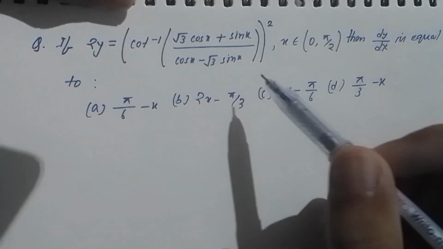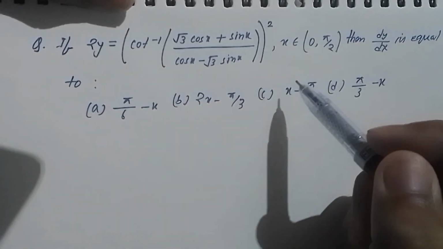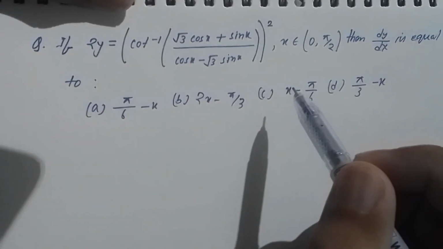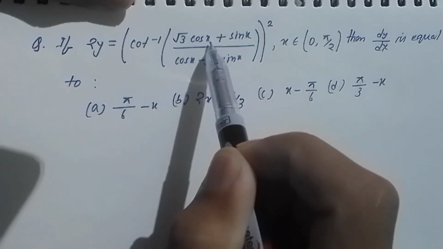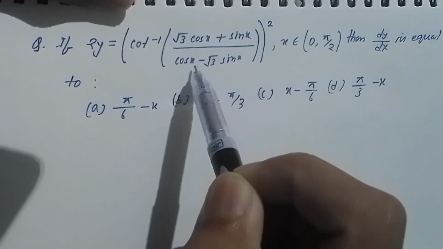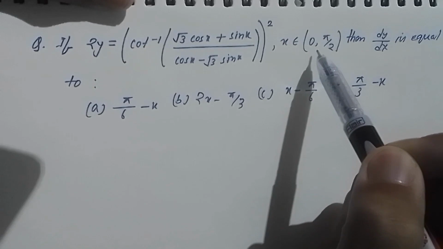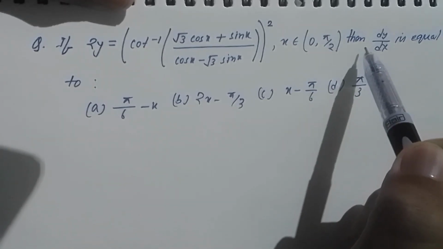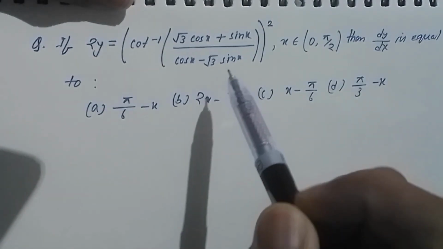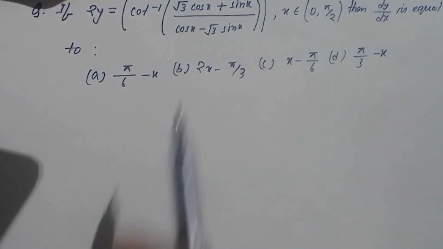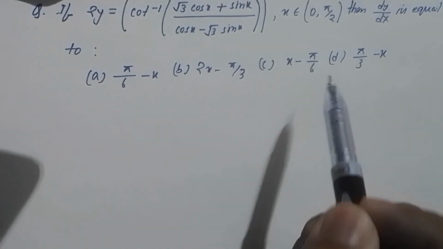Hey guys, here is a question from the JEE Main exam held in 2019. Let's see the question. If 2y is equal to cot inverse of ((root 3 cos x plus sin x) divided by (cos x minus root 3 sin x)) whole square, where x belongs to (0, pi by 2), then we need to find the differentiation of this function y.